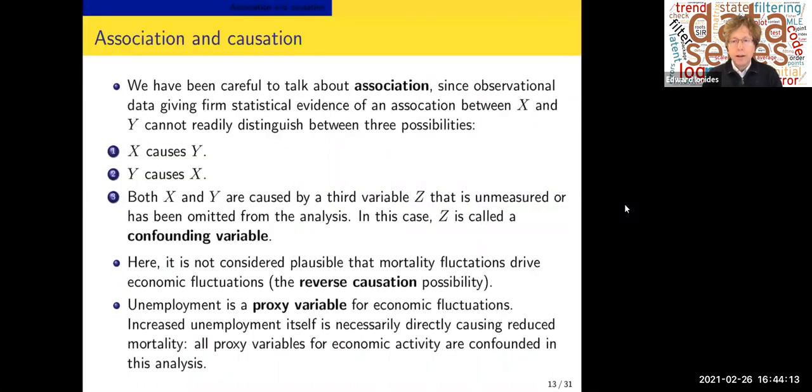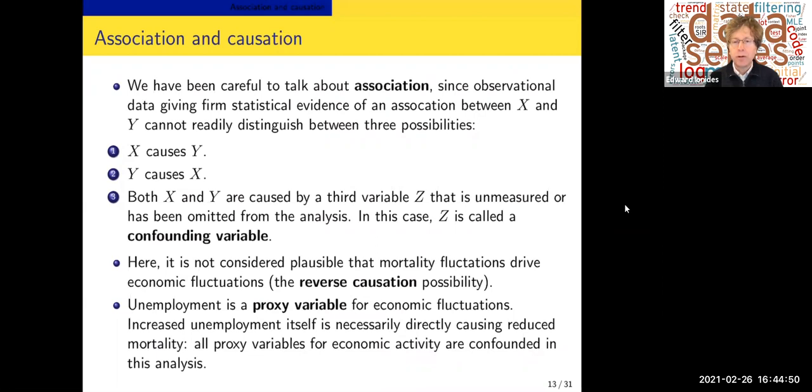Well, the first step in being careful is often to talk about association rather than causation. Often you would like to talk about what has caused something, but what you can immediately measure is what's associated with something. And so we should think about the different possible links between association and causation. So if you measure two things, X and Y, and they're associated, it could be X that causes Y, it could be Y that causes X.